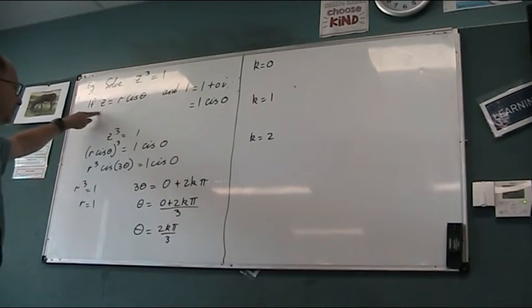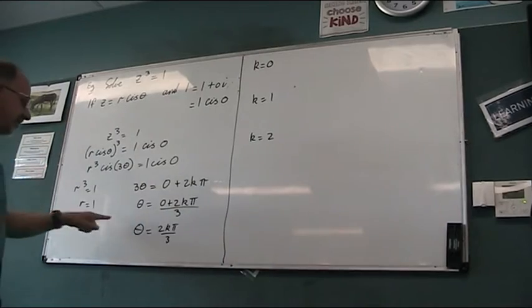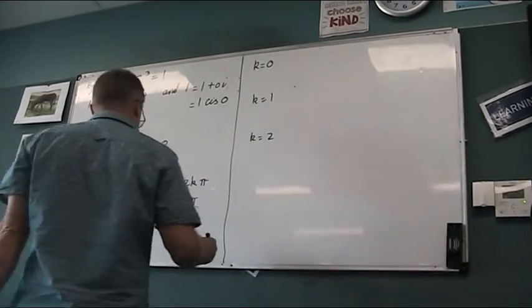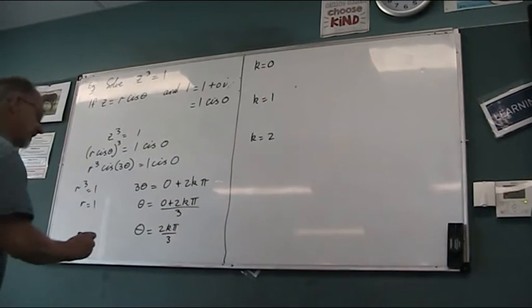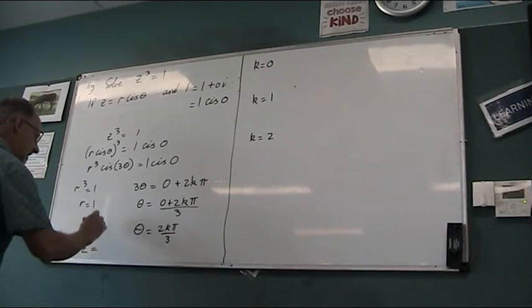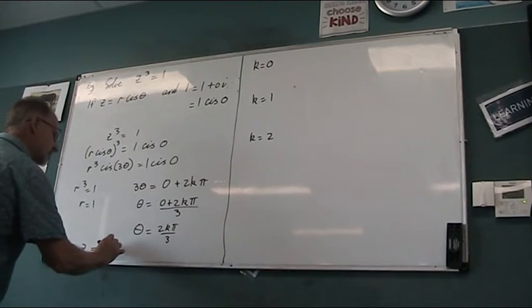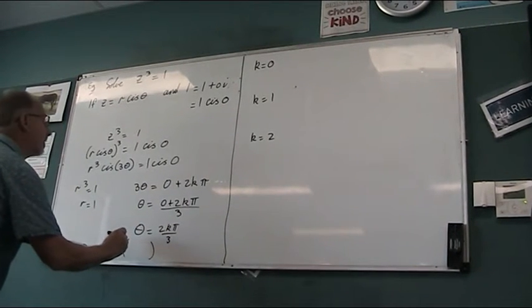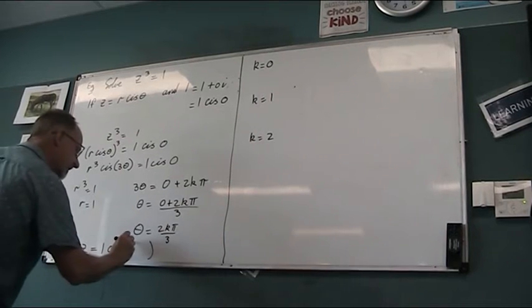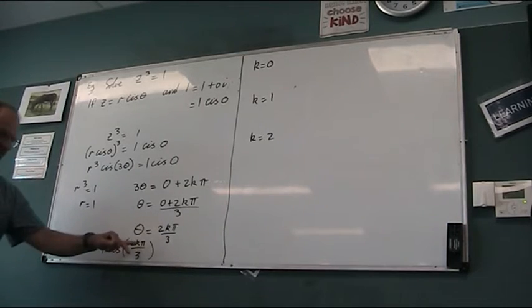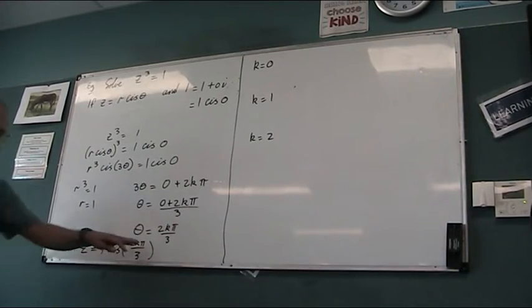In this form here is z. So these two things together give us our z. I should have done that, which I neglected to. So therefore z equals r, which is 1, cis of my theta, which is 2k pi over 3. And now we put k equals 0, 1 and 2 in here.